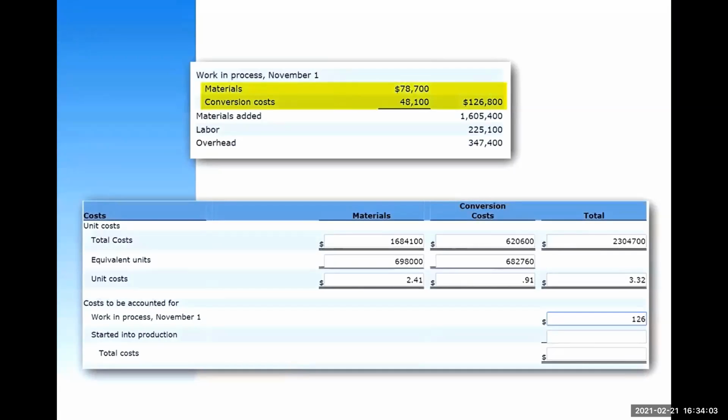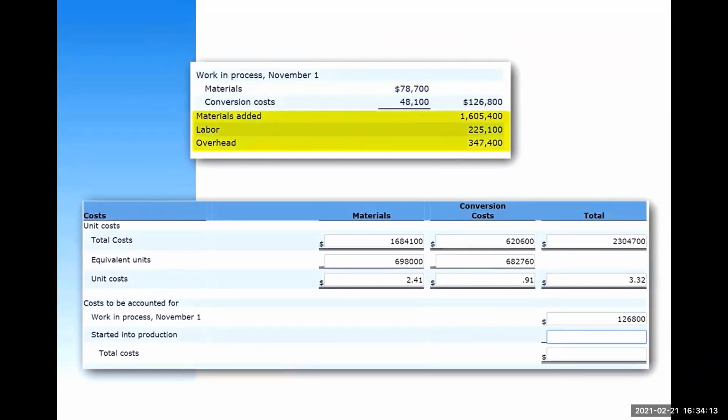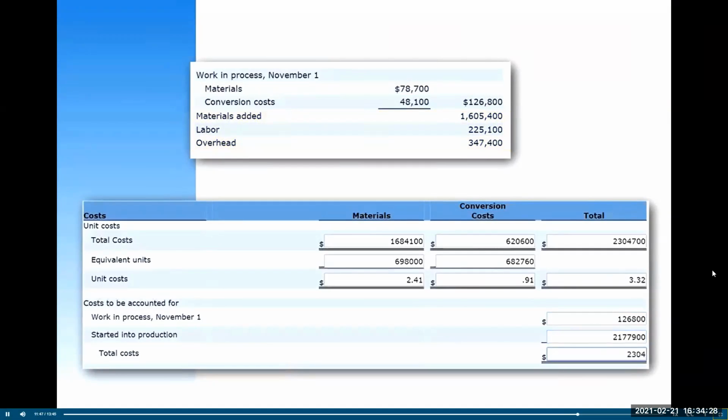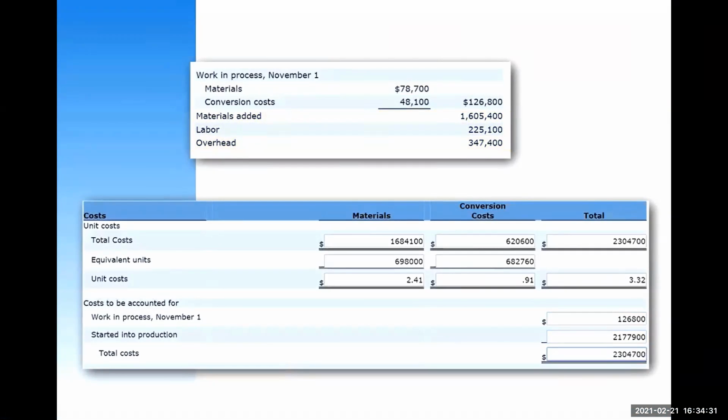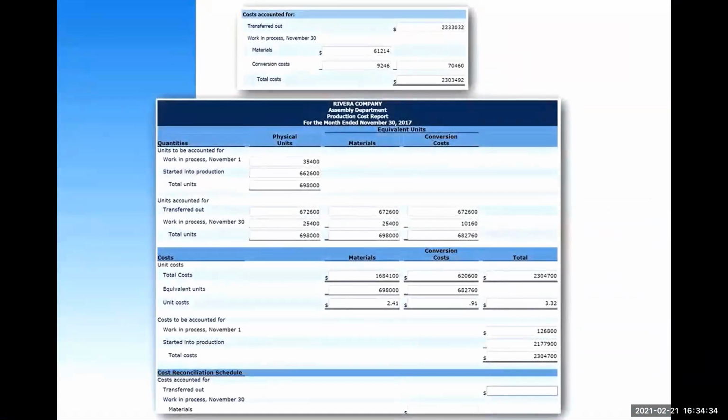Next, we need to complete the cost to be accounted for. The work in process on November 1st, we can see above, was $126,800. The costs incurred during the period were the sum of $1,605,400, the labor and the overhead. Those three costs combined were $2,177,900. And so the total cost to be accounted for was $2,304,700.